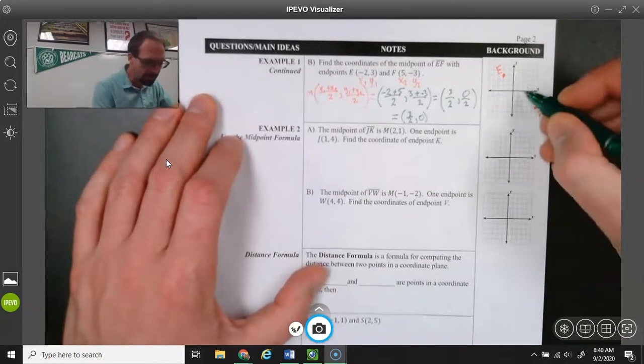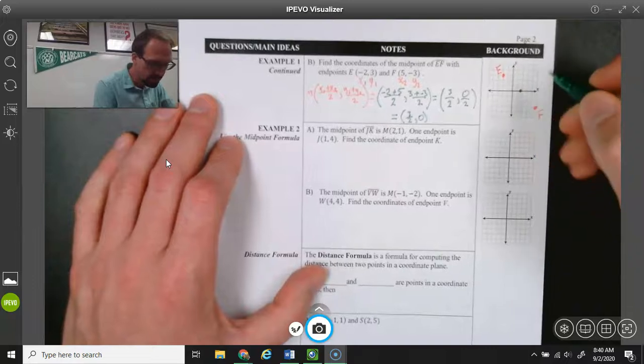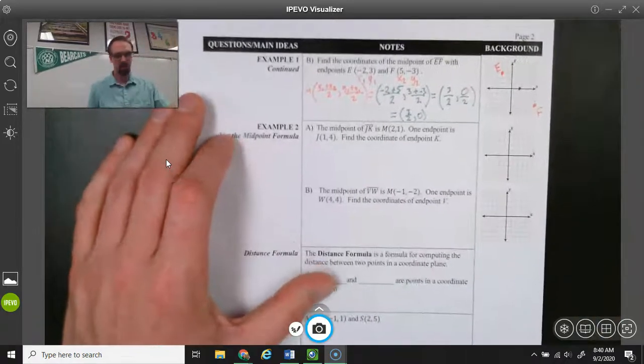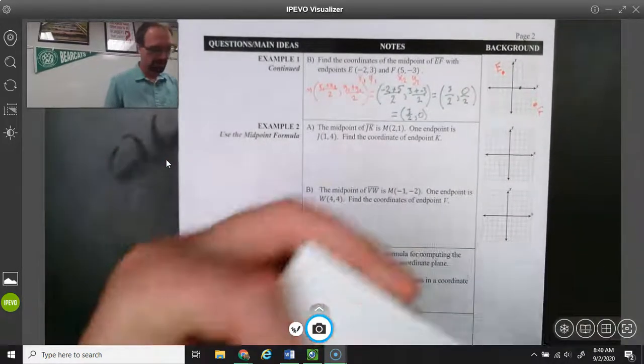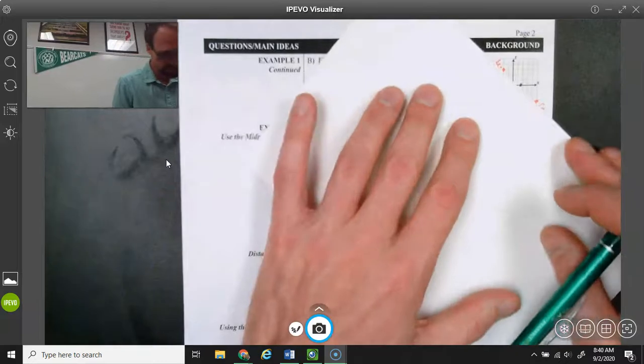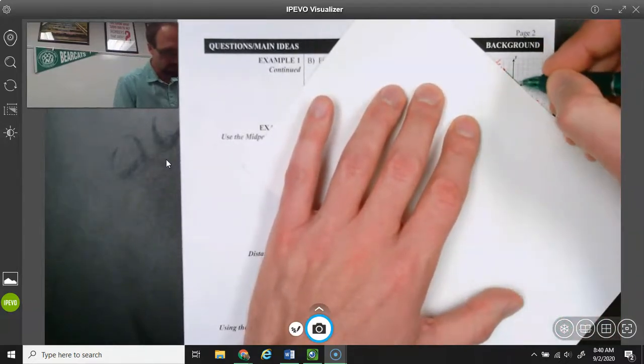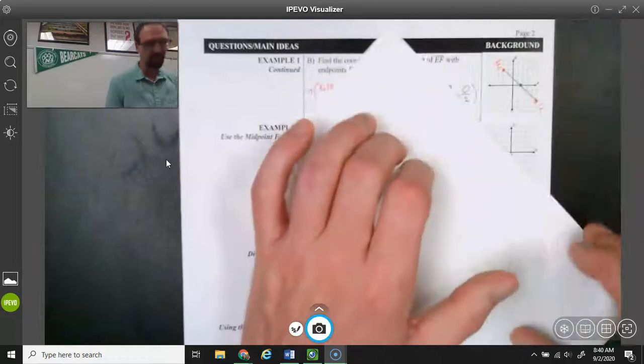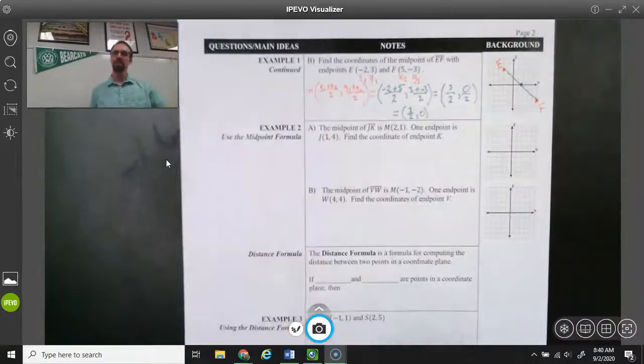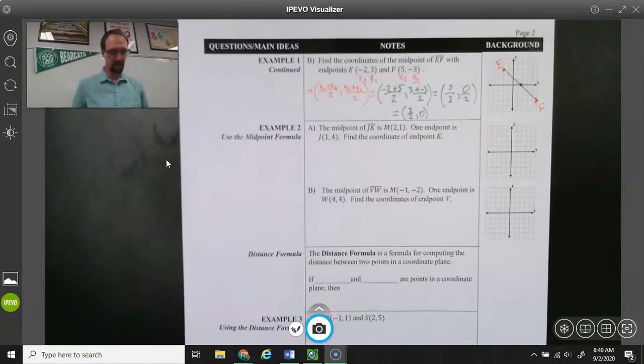So that would be here on my coordinate grid, and if I connect it using a straight edge, you can see that that is in fact the midpoint and equidistant from both. Equidistant means the same distance. Example 2.